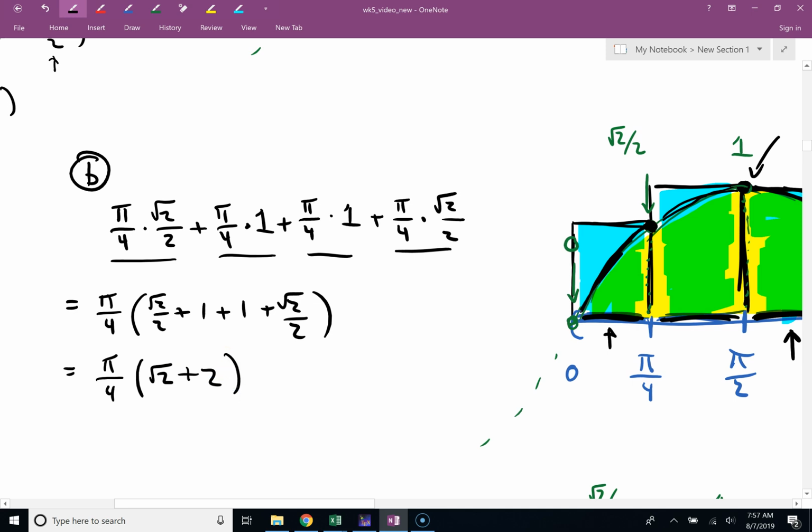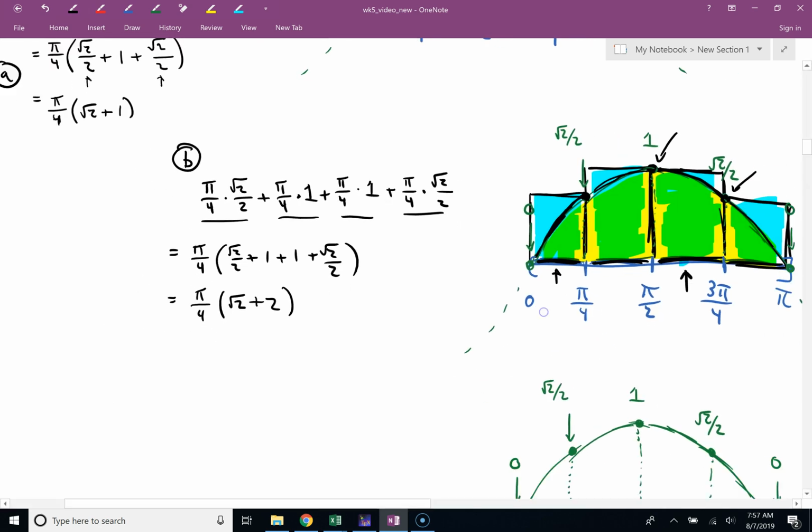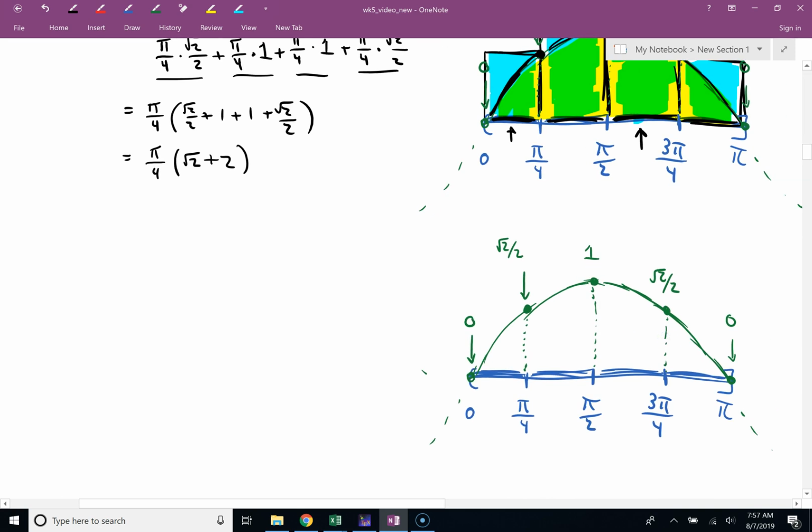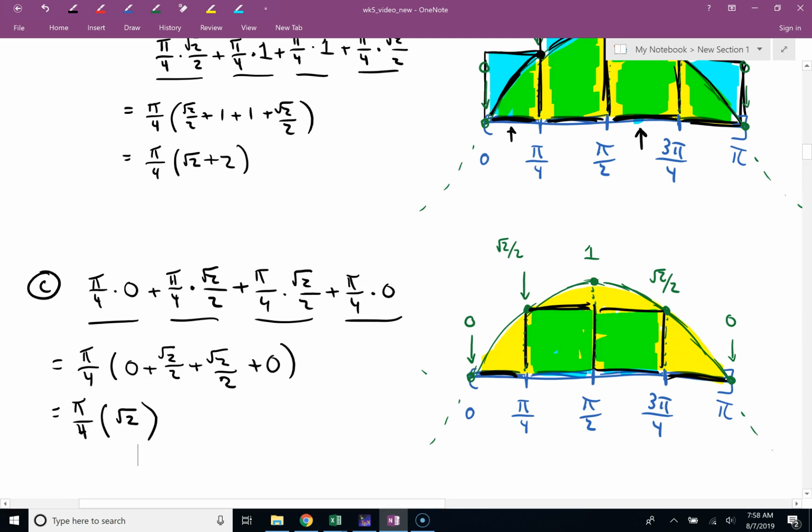So that right there is my upper sum. Finally, go ahead and pause the video, I recommend, and try to do the lower sum, part C here. Try to do the lower sum on your own, and then go ahead and unpause it whenever you're ready to see the answer. All right, and there's my answer. I got pi over 4 times root 2.